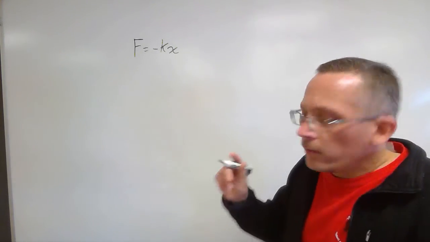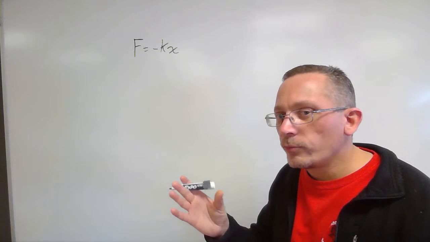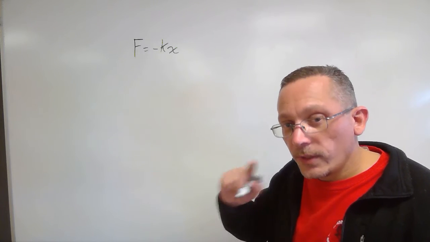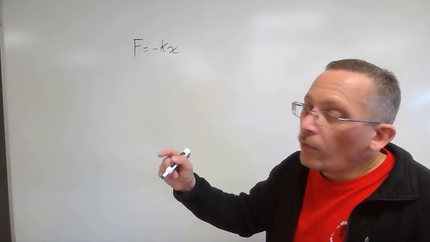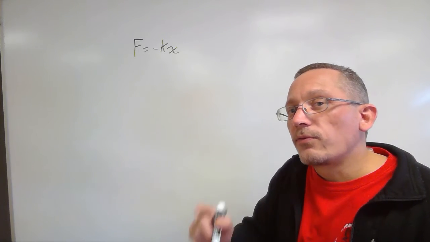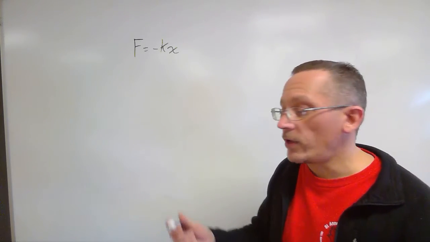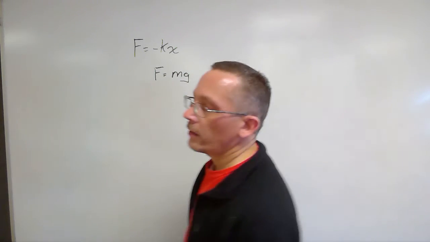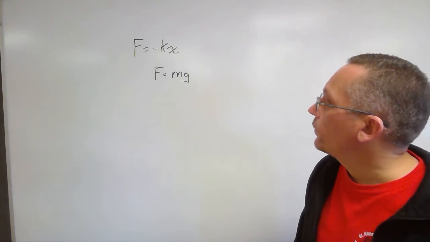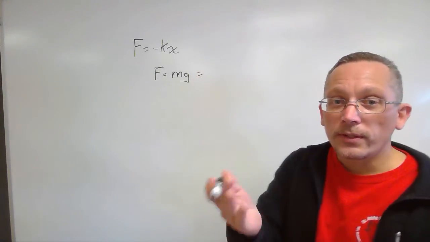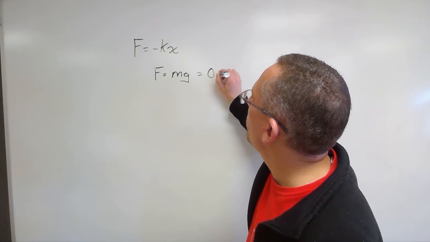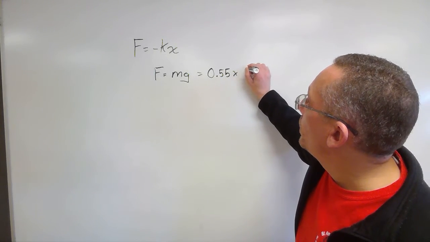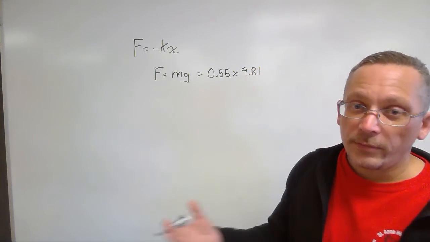Okay, this one's got a little bit of trickiness because it doesn't tell you the force. But we can look at the picture and understand what's going on, and we can see that the force that's pulling this mass down is the force of gravity, and we know how to calculate the force of gravity. So the force here is going to be the mass times g, right? It tells us the mass, 0.55 kilograms, and then we know g, 9.81 meters per second squared.